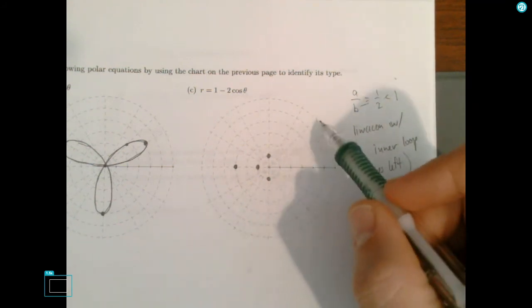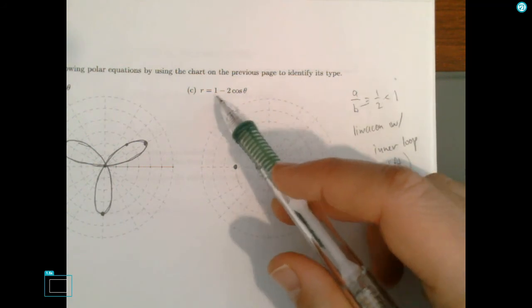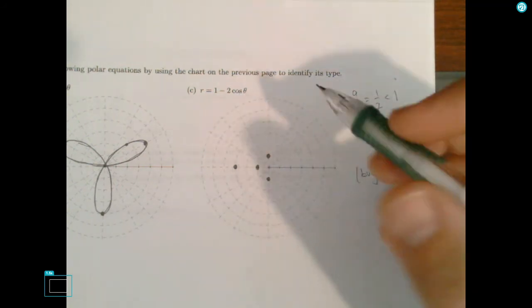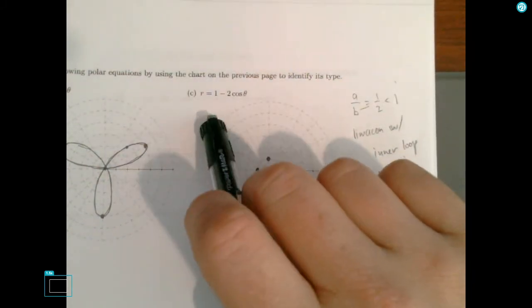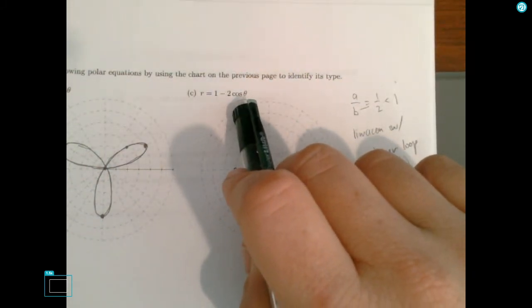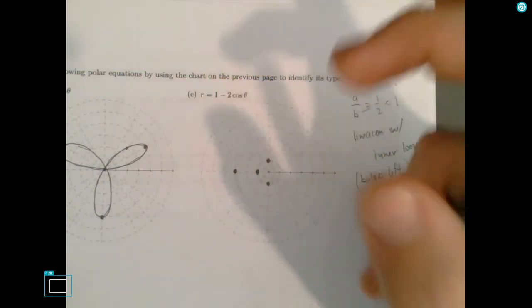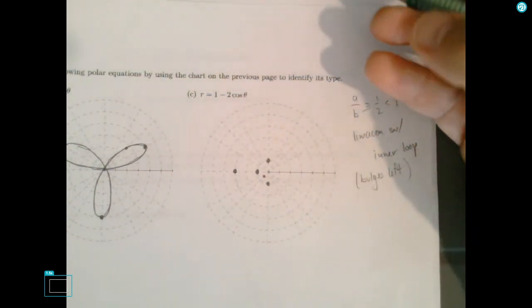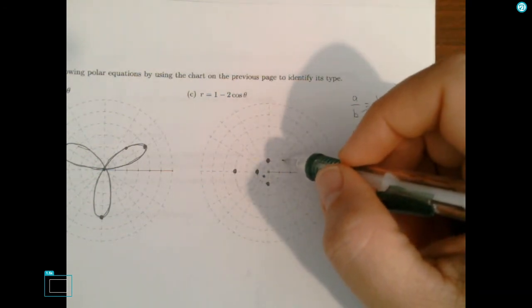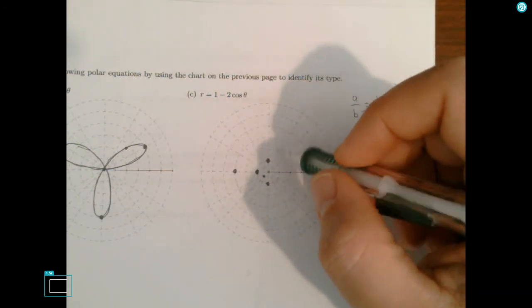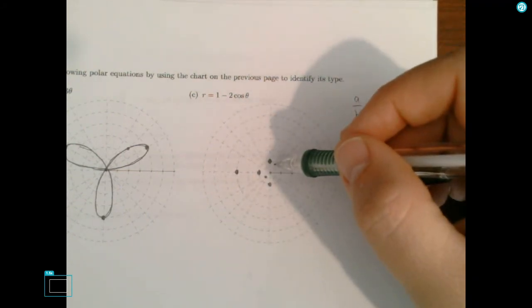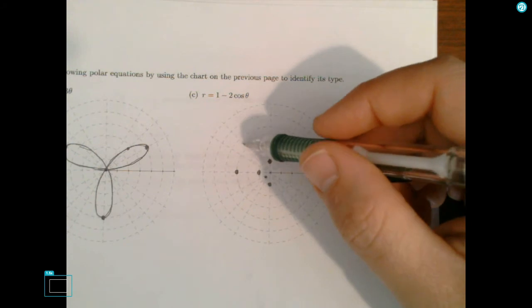I mean, if we plug in pi over 4, we get root 2 over 2. You get 1 minus root 2. So at pi over 4, you're still at a negative value. It's going to be 1 minus 1.4, so like negative 0.4, so it's going to be like negative a half. So like right there. So that's still part of that inner loop thing. So yeah, it doesn't look like we can get out of there.